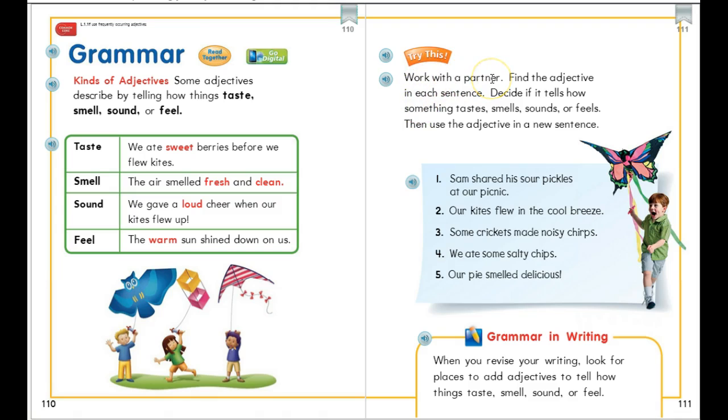Work with a partner or your learning adult. Find the adjective in each sentence, 1 through 5. Decide if it tells how something tastes, smells, sounds, or feels. And then use the adjective that you find in each sentence in a new one. Your grammar and writing: when you revise your writing, look for places to add adjectives to tell how things taste, smell, sound, or feel. So pause the video and do the Try This, working with those 5 sentences in the bluish box.